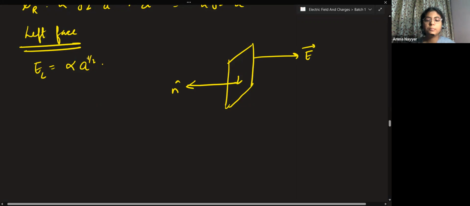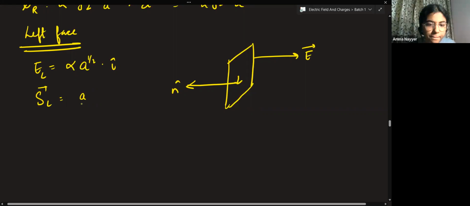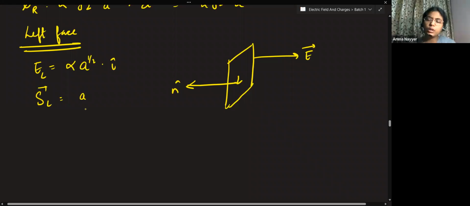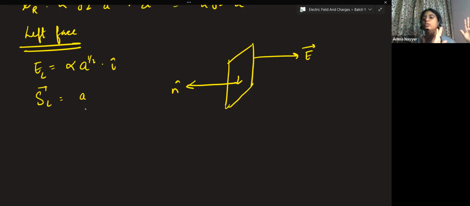So alpha a to the power half, this will be i cap. Electric field is directed along the x axis only. Surface area, would it be negative i cap? Won't it be negative i cap? Electric field is directed towards the positive x-axis only, so the electric field direction won't change. It is directed towards the positive x-axis for the whole question, for all the faces.